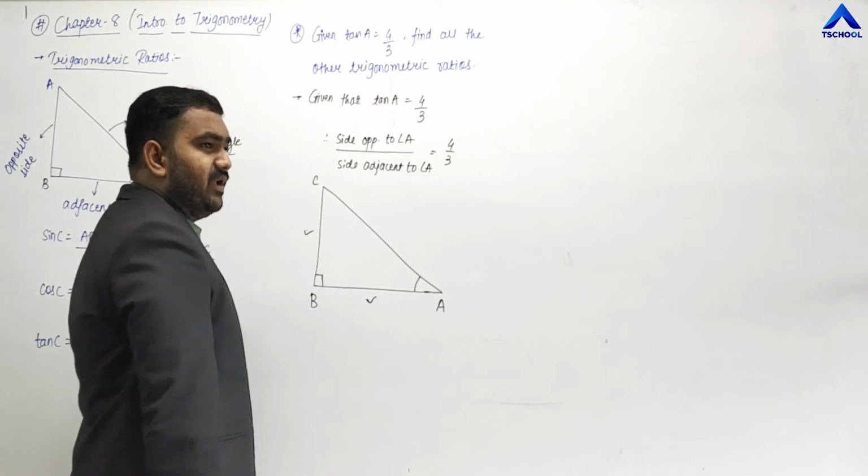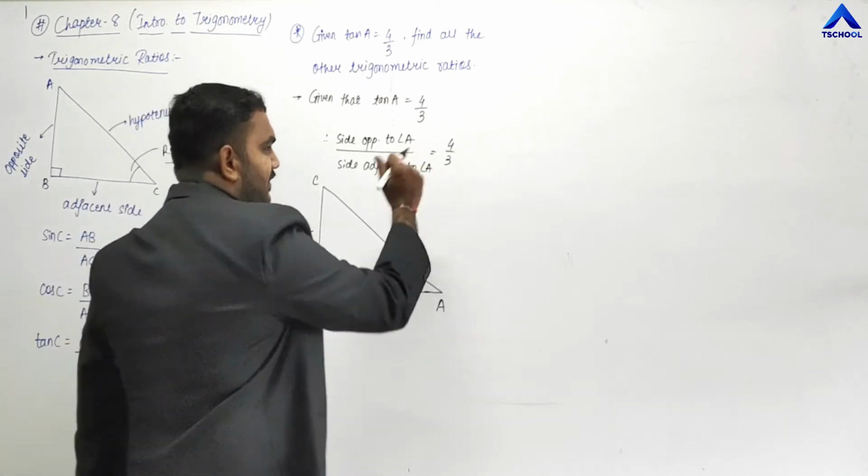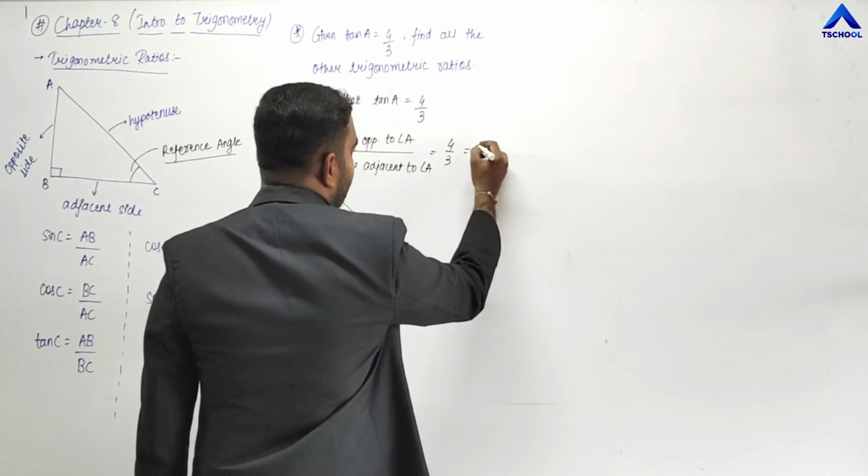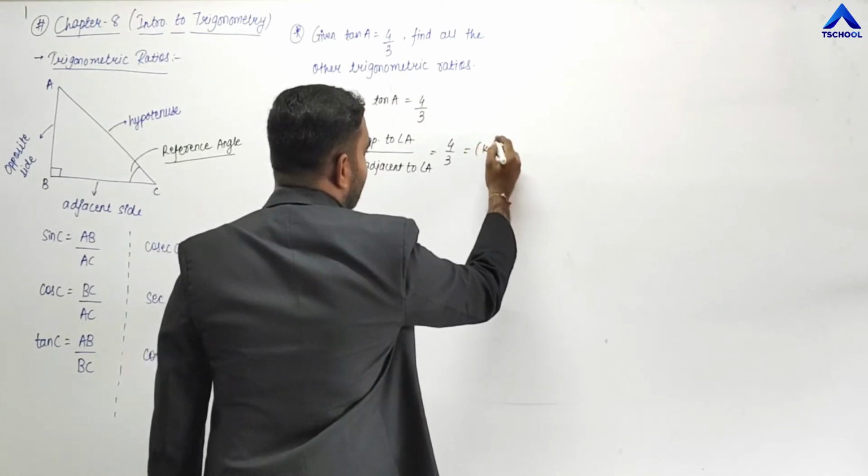Now, what do we require? We require the lengths here, but we are given the ratio. So what are we going to do? We are going to assume this as K.